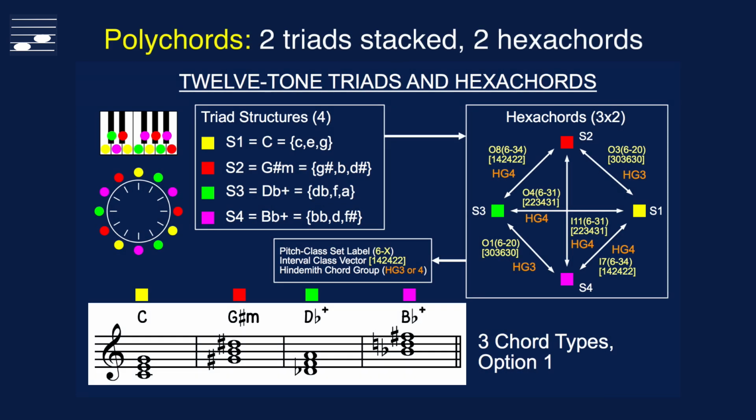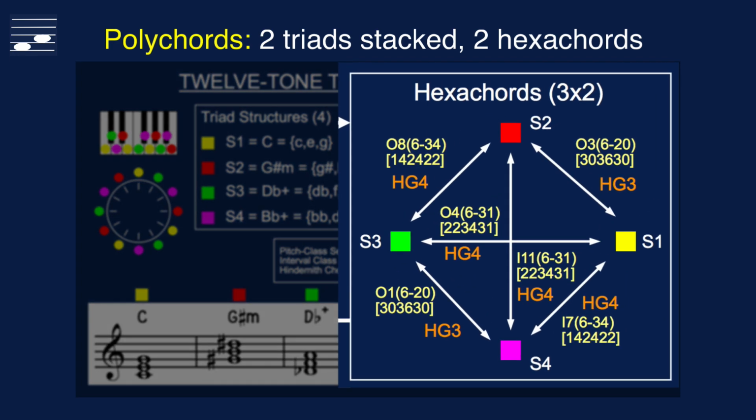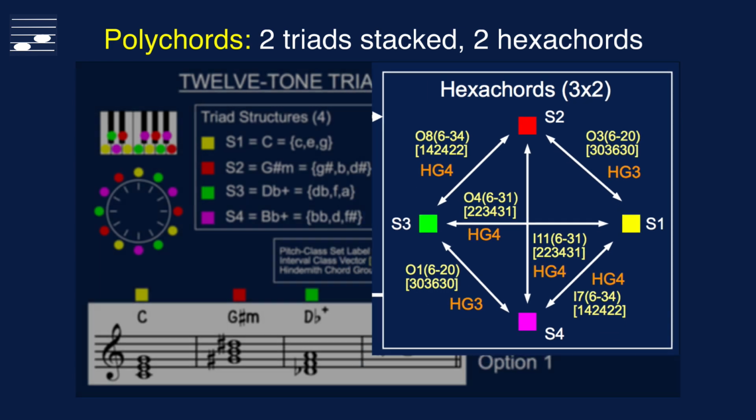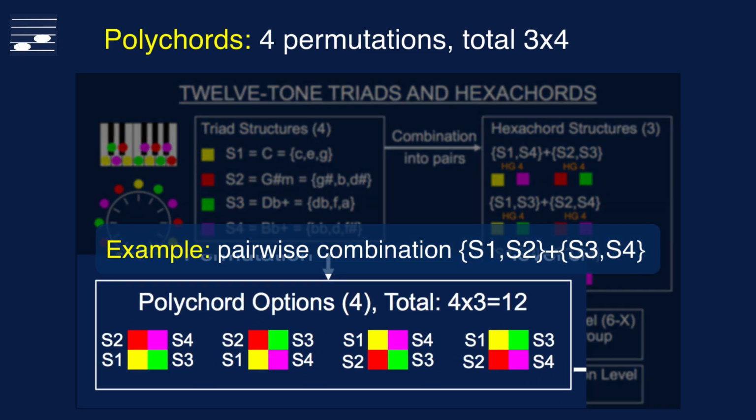Once again, here is our example set of 4 triads in thirds, consisting of 3 triad types that together cover all 12 pitch classes. We also know that there are 3 pairwise combination options into hexachords that allow assigning a pitch class set label and a Hindemith chord group classification. If we consider the first grouping combination, that is S1 plus S2 versus S3 and S4, we have 4 possible permutations when stacking the triads and creating 6-part polychords.